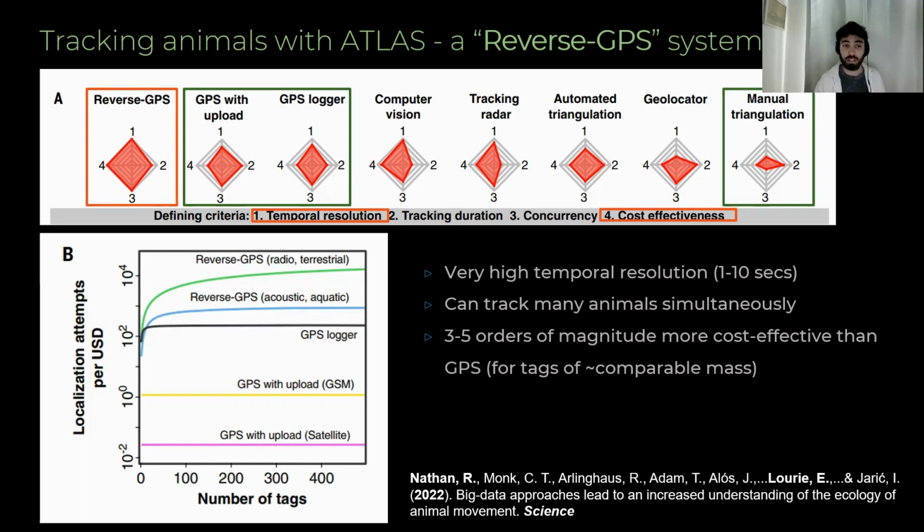In comparison, reverse GPS system, which Atlas is one of them, has better temporal resolution. So we can track animals even every 1 second. And it's 3 to 5 orders of magnitude more cost effective than its GPS counterpart, the same size of tag, if you look at the GPS. And of course, because it's cheap and light, we can track many individuals simultaneously without being background.